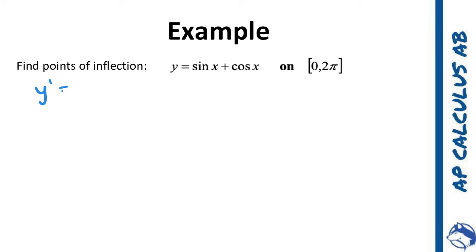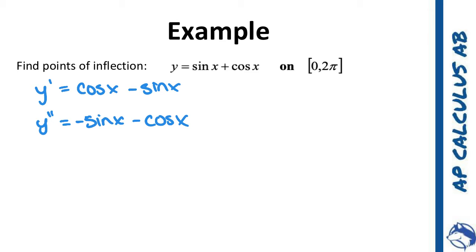So let's take the derivative. Y prime is equal to the cosine of x minus the sine of x. Got to go one more. Y double prime is equal to the negative sine of x minus the cosine of x. And so I'm looking for when this is going to be equal to 0.